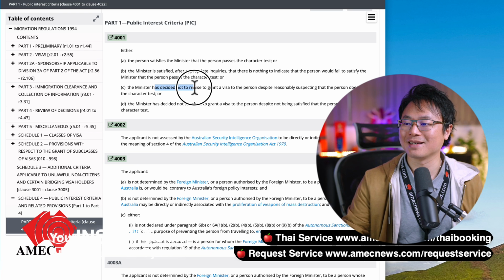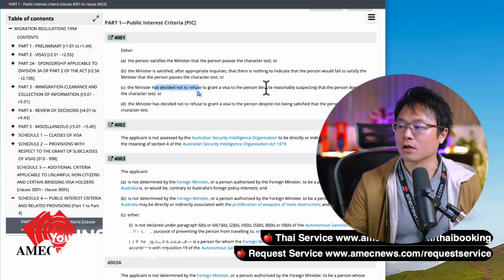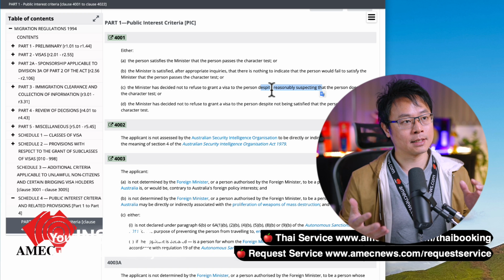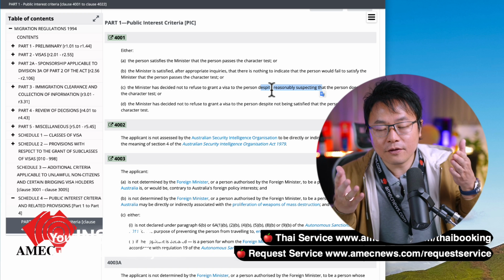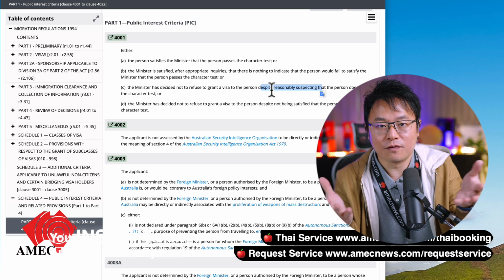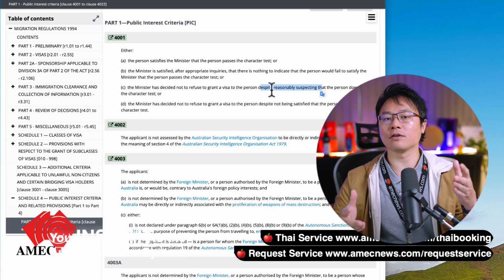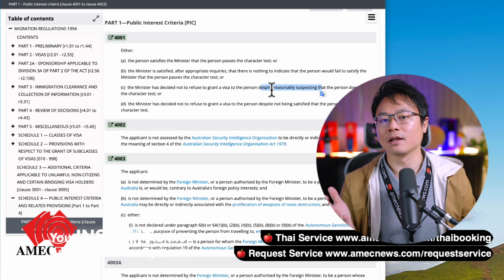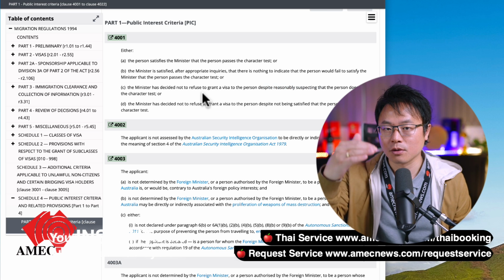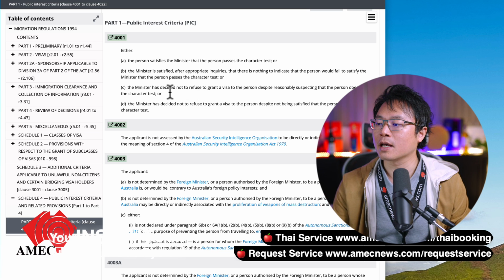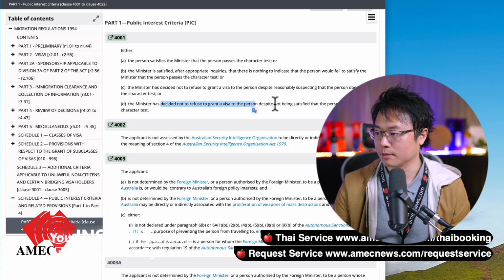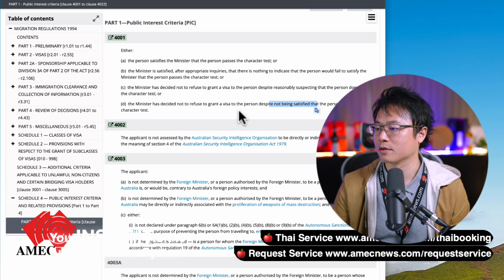That means the minister has decided not to refuse because even though they have some issue, the issue is not severe enough for the government. They can still accept it because it's not a perfect world, right? It doesn't mean that if you have a traffic fine you will never get a migrate or Australian visa. So there is still a range, and we'll have a look at the detail there. The minister has decided not to refuse and to grant the visa to the person despite the person not having passed the character test.